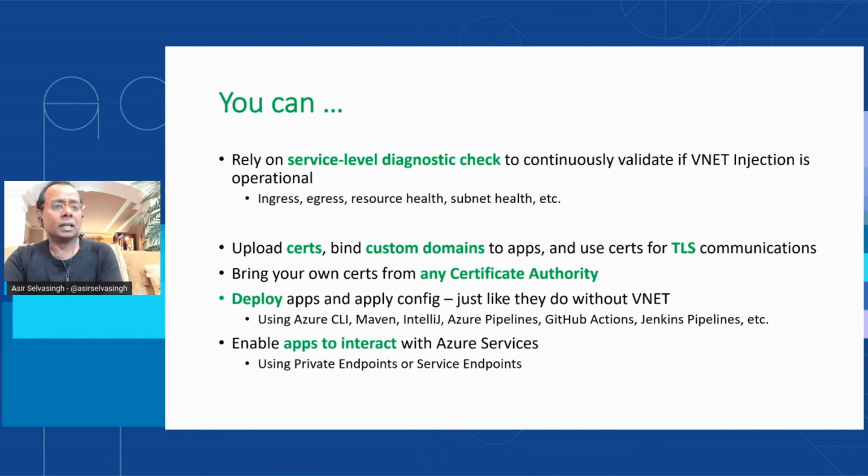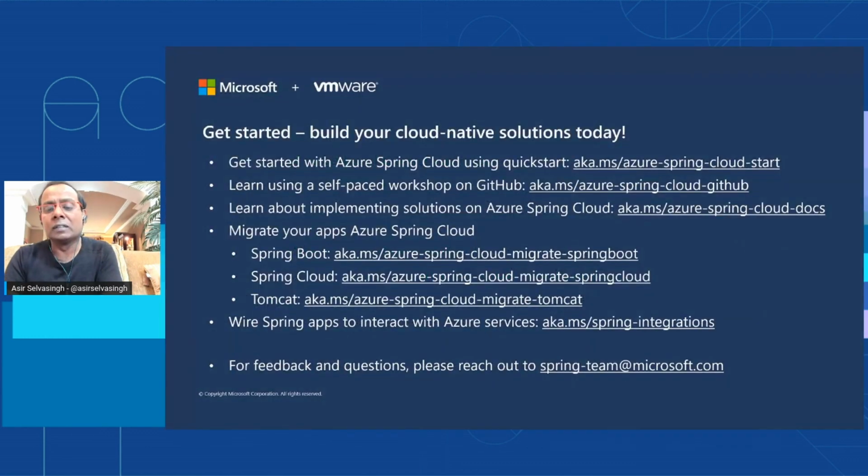And you can enable apps to interact with Azure services, just like the way I enabled MySQL. You might have an Oracle database running on-prem, or you could maybe have an IBM MQ running on-prem. You can use private endpoints or service endpoints to enable all of these, right?